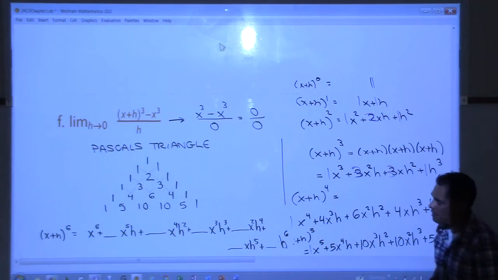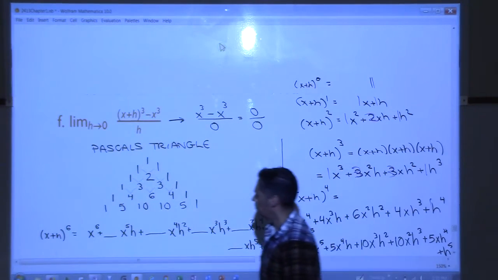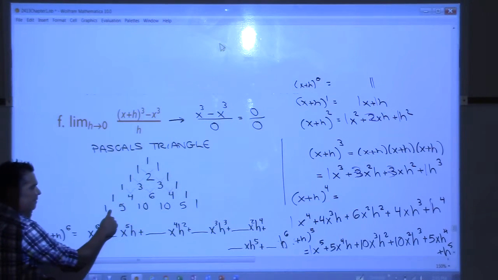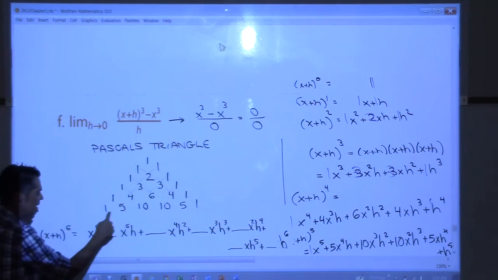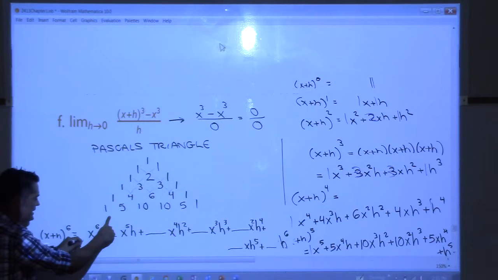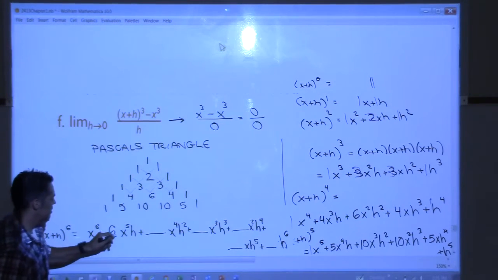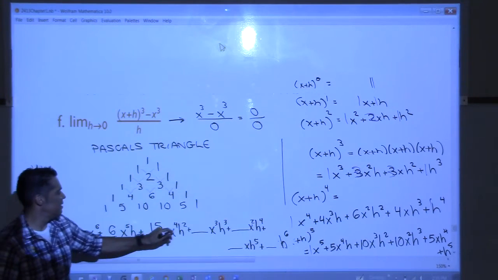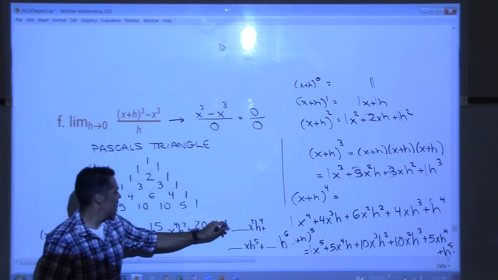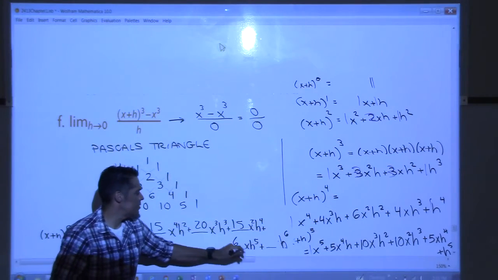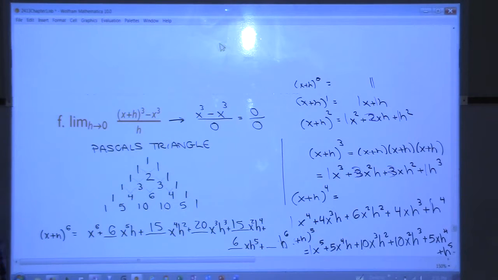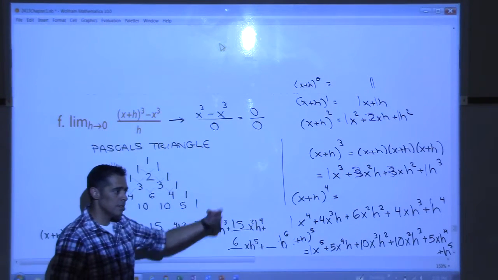And now to fill in the numbers, I can go off of this right here. So my next row would be 1, which I don't need, 6, 15, 20, 15, 6, 1. And so you can continue to build out your, these are called polynomial expansions.